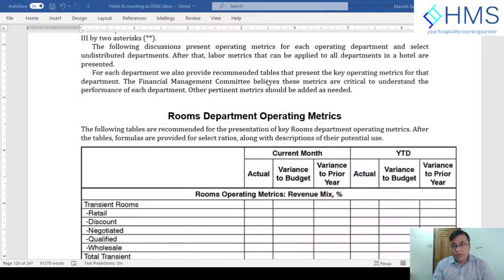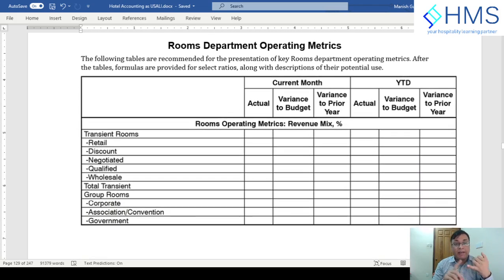Now you will be able to see on the screen that the first metrics that we are going to look at is the room revenue mix as a percentage. Here you will be calculating the occupancy, the ADR, and also the revenue, all three things, by market segment. Market segment, as we have explained earlier, transient means the FITs, which are retail, discount, negotiated, qualified, and wholesale.